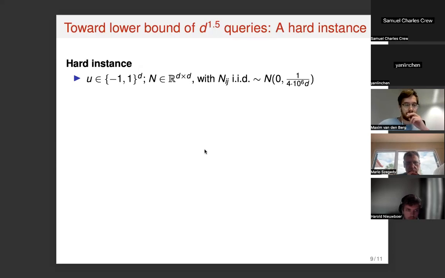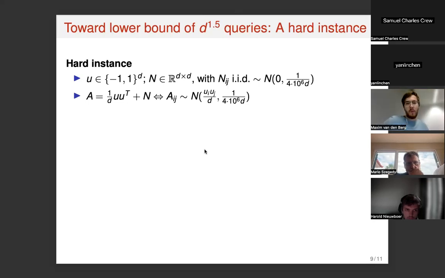That is, we have a U, which is binary, minus 1, 1 to the D. And we have a noisy matrix, whose entries are IID Gaussian errors drawn from N(0, 1 over D), roughly 1 over D. And now we let our matrix A be something like 1 over D times UU transpose plus capital N. Okay. So you can think about we are now trying to hide the information of U inside the large error, which is capital N.